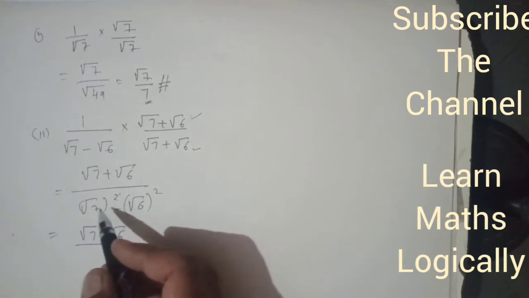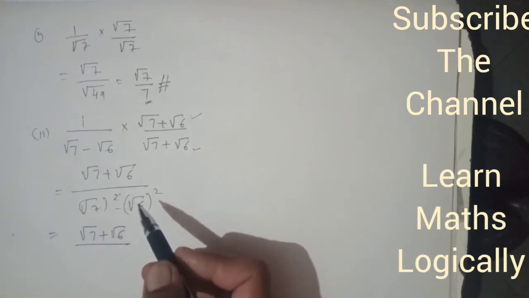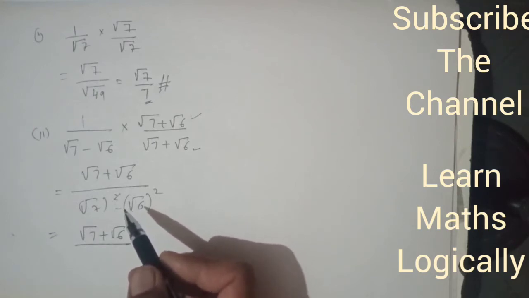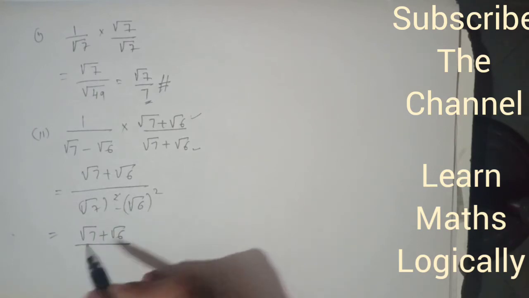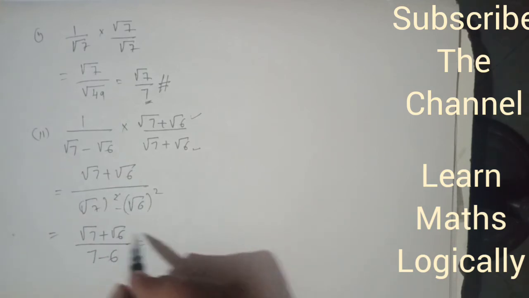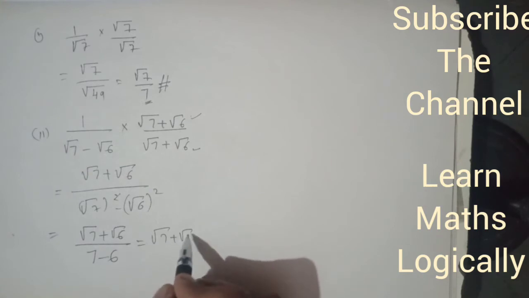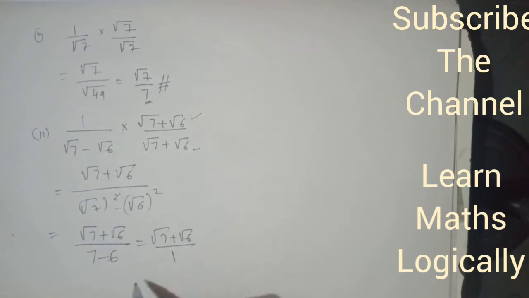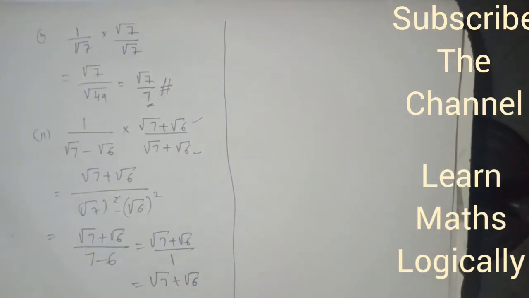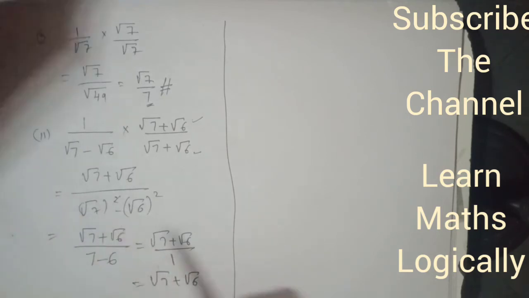So root 7 square means root 7 into root 7, which is root 49, and root 49 is nothing but 7. So that is what we get here. This is 7 minus 6. So what do you get? Root 7 plus root 6 upon 1, or you can say just root 7 plus root 6. And the denominator, whatever you have got, is a rational number. 1 is of course a rational number. Yes, this is the second one.